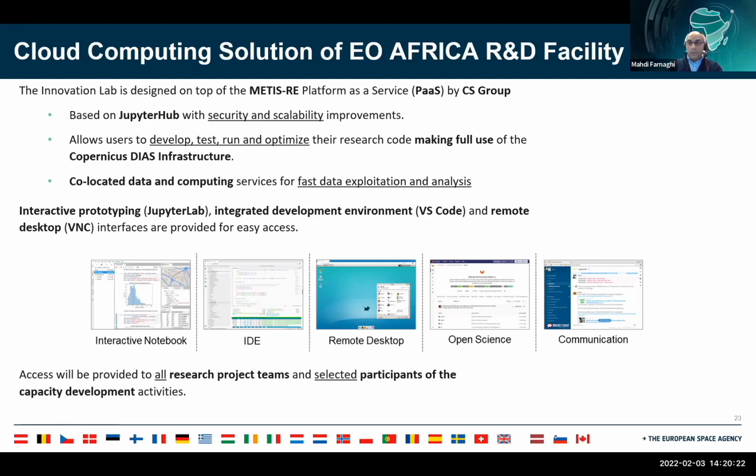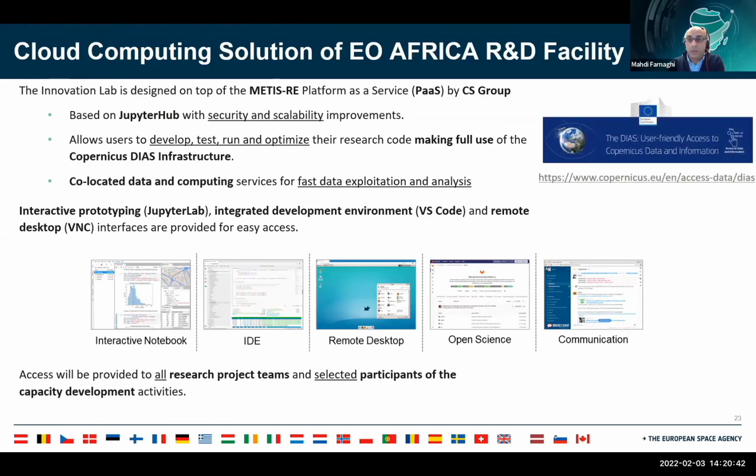It's based on JupyterHub with some security and scalability improvements, and it allows the users to develop their code and use the data sets that are accessible via Copernicus DIAS infrastructure. Copernicus DIAS infrastructure is a centralized solution provided by Copernicus to access Copernicus data and information. And this Innovation Lab is installed on top of one of those GIS platforms. So the user has access to the Earth observation data. Co-located data and computing provide them with the ability to do analysis faster and more efficiently.